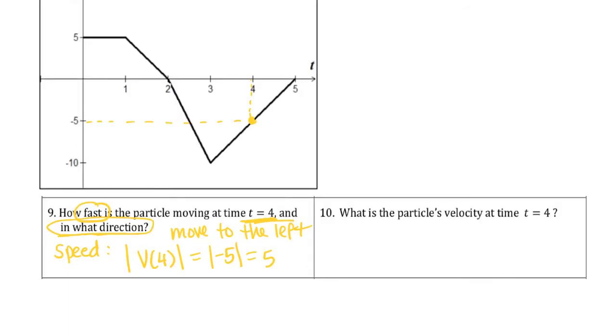Okay, and the next question asks us, well, what is the particle's velocity at time t equals 4? So the velocity, or v at 4, is -5. Velocity can be negative. Speed, however, cannot be.